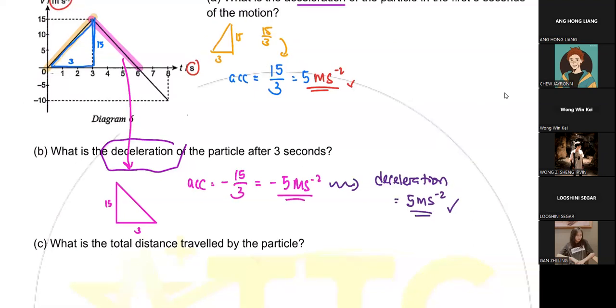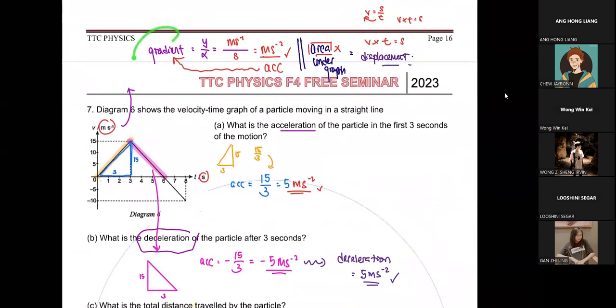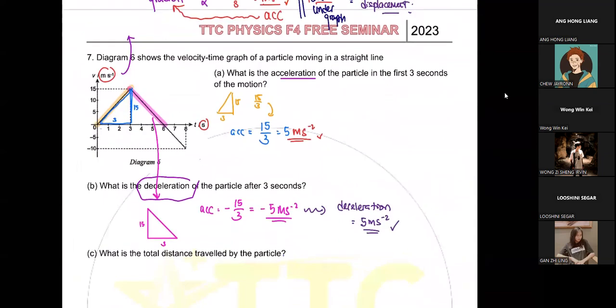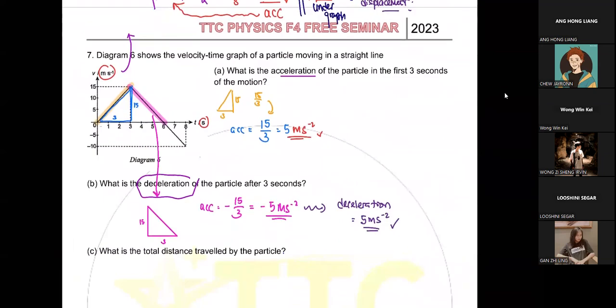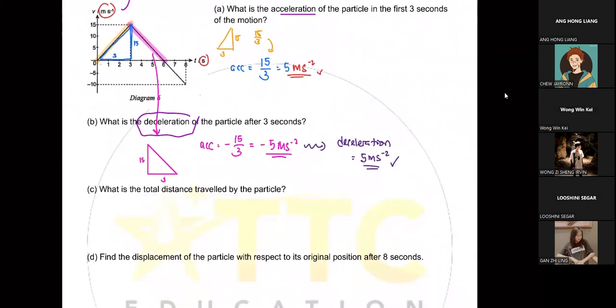Okay, guys, can. So now, why do I want to calculate the gradient? Because you see, the gradient is actually your acceleration. Your gradient is actually your acceleration. Now, what is the total distance traveled? Okay, so we need to find the area under the graph. Now, anybody here, you all got a strategy to do this or not?